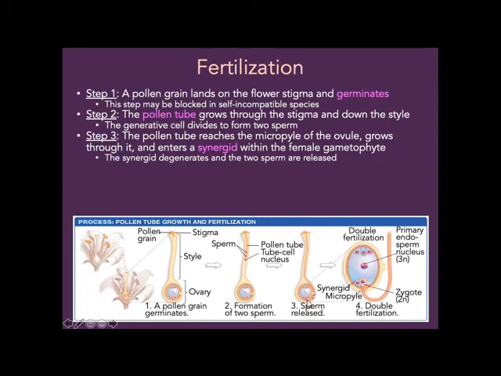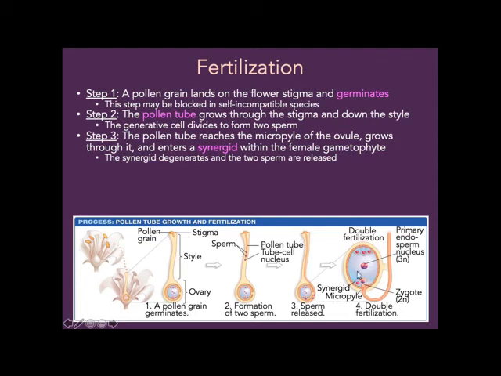All right, step 3, the pollen tube gets all the way down here and it reaches that little hole at the bottom called the micropyle and grows through it, and then it enters a synergid within the female gametophyte, and then the synergid degenerates and the 2 sperm are released. So there's the synergid that degenerated. One of the sperm goes over here to fertilize the egg, and the other sperm goes over here to fertilize the 2 polar nuclei of the big cell in the middle. So this is called double fertilization, 2 sperm, 2 fertilization events, okay?